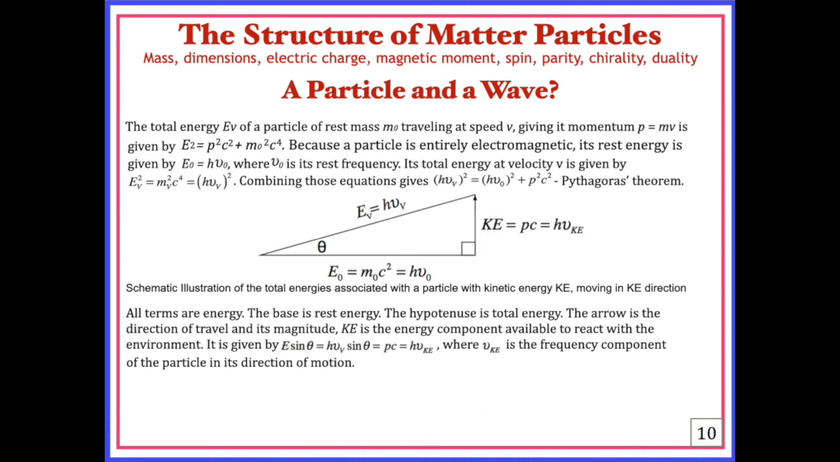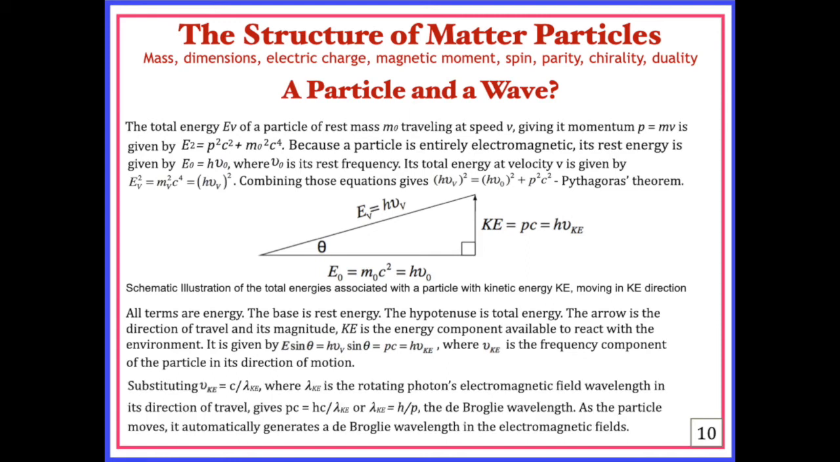All terms are energy. The base is rest energy. The hypotenuse is total energy. The arrow is the energy in the direction of travel. Its magnitude is the kinetic energy component that's available to react with the environment. It is given by E sine theta equals h nu_v sine theta equals pc equals h nu_ke, where nu_ke is the frequency component of a particle's energy in its direction of motion. It's the only component of energy available to interact with the environment.